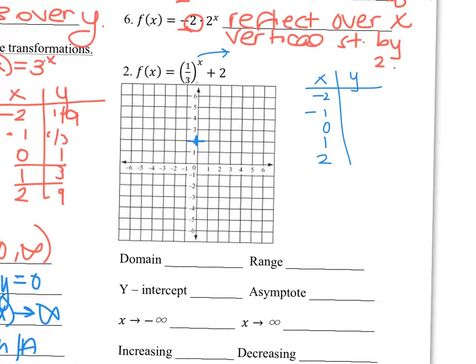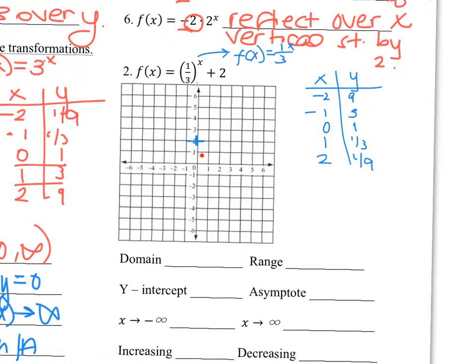And I'm just using my parent function, f of x equals (1/3)^x, to get my table. So if I plug in 0, I get 1. If I plug in 1, 1/3 to the first power is 1/3. If I plug in 2 for x, 1/3 squared is 1/9. If I plug in a negative 1, 1/3 to the negative first power, I just flip it, so it's 3. 1/3 to the negative second power, I would flip it, and then I would square it, so it would be 9/1, which is just 9.